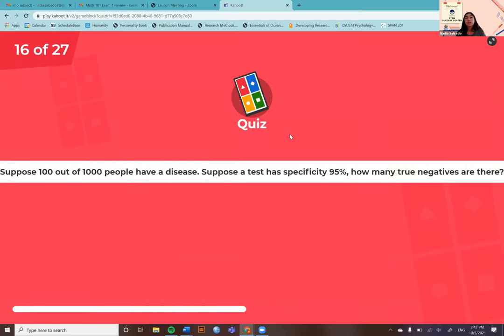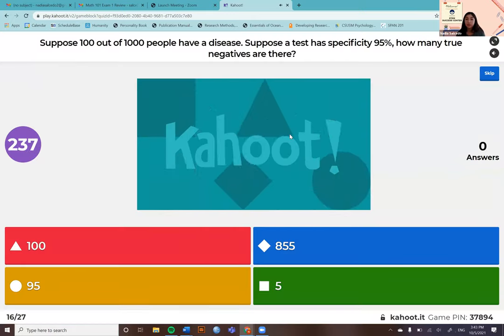All right, so suppose 100 out of 1,000 people have a disease. Suppose a test has a specificity of 95%. How many true negatives are there? So I'll go ahead and, if you guys want me to draw the table, I can draw the table again.